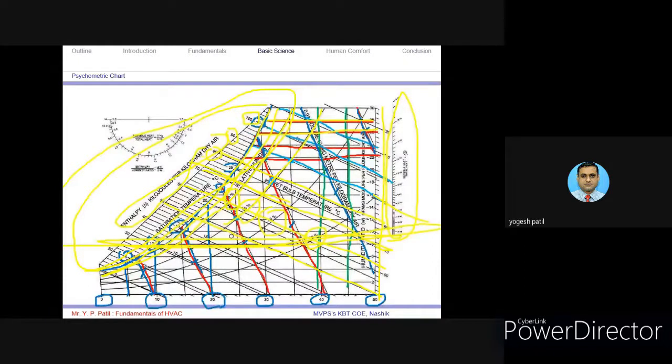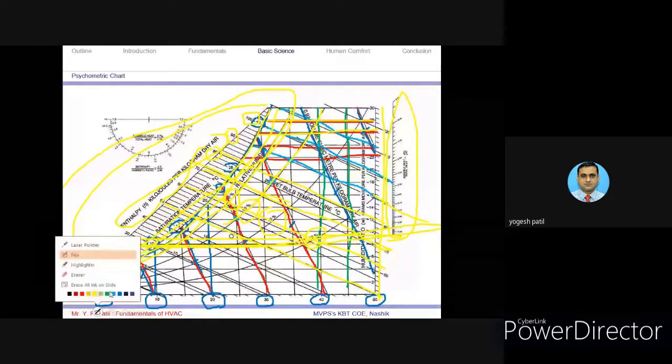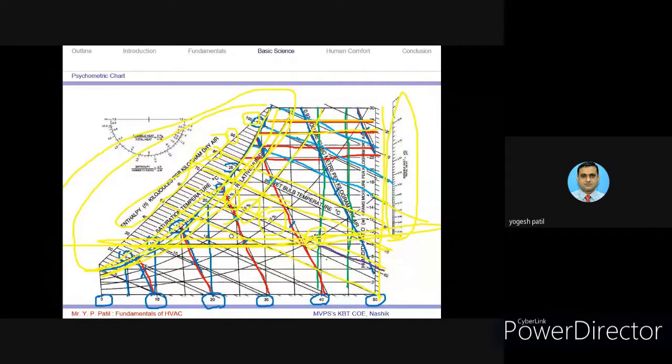But as you see here, there are two types of lines. If I use another color for this, you can see one line is this and another line is this. This particular line is for specific volume, and its readings are different. Sometimes it cannot be shown, but it is very close to the enthalpy lines. We also need to measure specific volume sometimes, so those lines are also available.